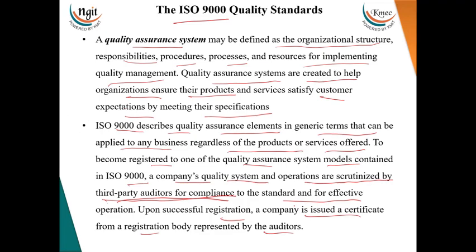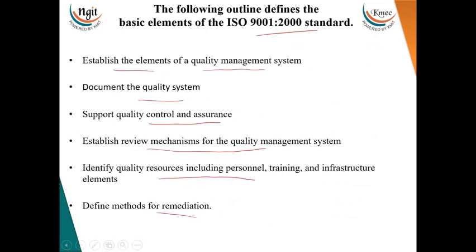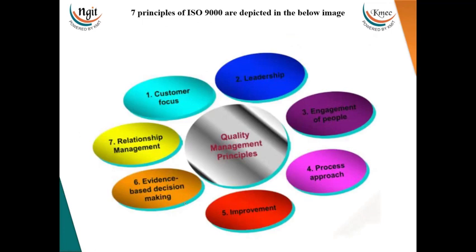Clear? Then we talk about the outline that defines the basic elements of ISO 9000:2000. That is what I told you just now. It establishes the elements of the quality management system and documents the quality system, supports quality control and assurance, establishes the review mechanisms, identifies quality resources, and defines methods for remediation, that is, how to mitigate. Clear? The 7 principles of ISO 9000 are depicted in the image below. That is customer focus, leadership, engagement of people, process approach, improvement, evidence-based decision making, and relationship management. All these 7 are quality management principles.